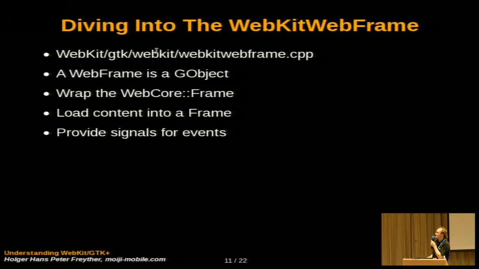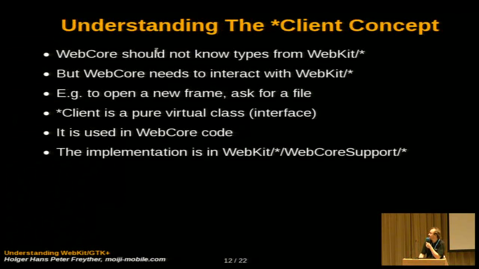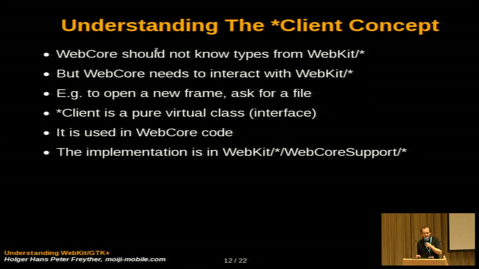And in the previous session, we have seen that we created a web frame, and in our case, a web frame is just a G object because we want to emit signals like the frame loaded, or do you want to load this page into this frame questions. So we had to make it a G object, and the responsibility of the web frame is to wrap the WebCore frame and to send the signals. And the fundamental concept, there's one thing we use a lot. This is this client concept I showed before.